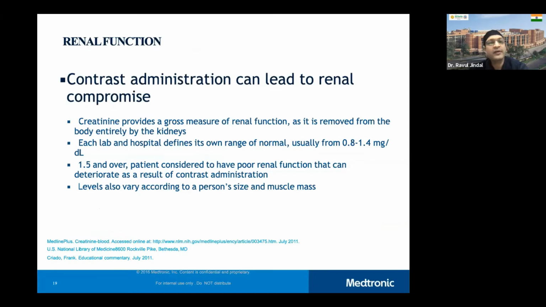Now, with contrast, we have to be very careful because some patients with abdominal aortic aneurysm have deranged renal function, and we can use CO2 angiography in those cases.